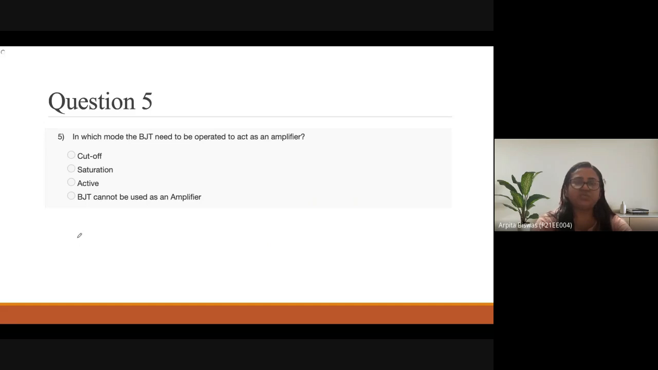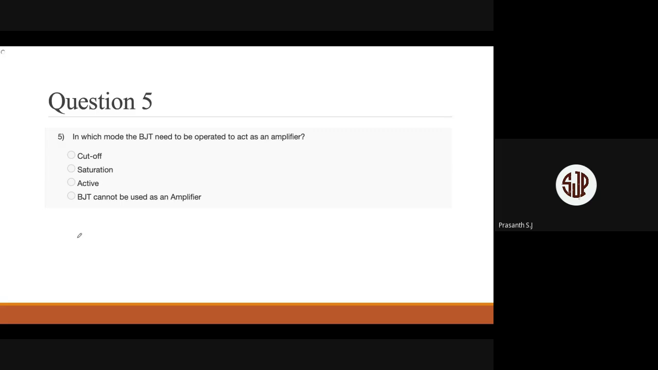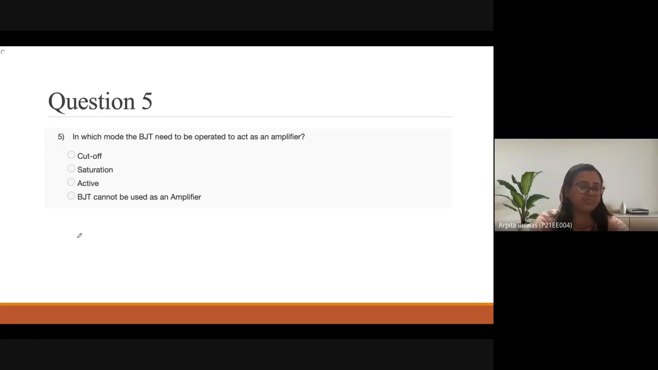So next, moving towards question number 5. In which mode does the BJT need to be operated to act as an amplifier? The first option is cutoff, then saturation, then option C is the active mode, and option D is the BJT cannot be used as an amplifier. Active mode. Okay, any of you?